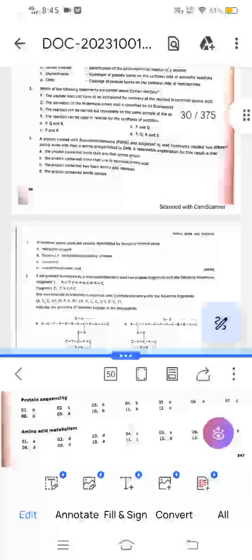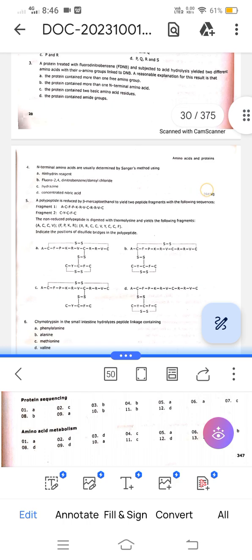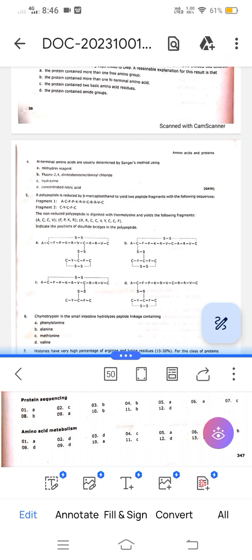Then a protein treated with fluorodinitrobenzene FDNB and subjected to acid hydrolysis yielded two different amino acids with their alpha amino groups linked to DNP. A reasonable explanation for this result is that 3B. A protein contained more than one N-terminal amino acid. The N-terminal amino acids are usually determined by Sanger's method using 4. Correct answer B.